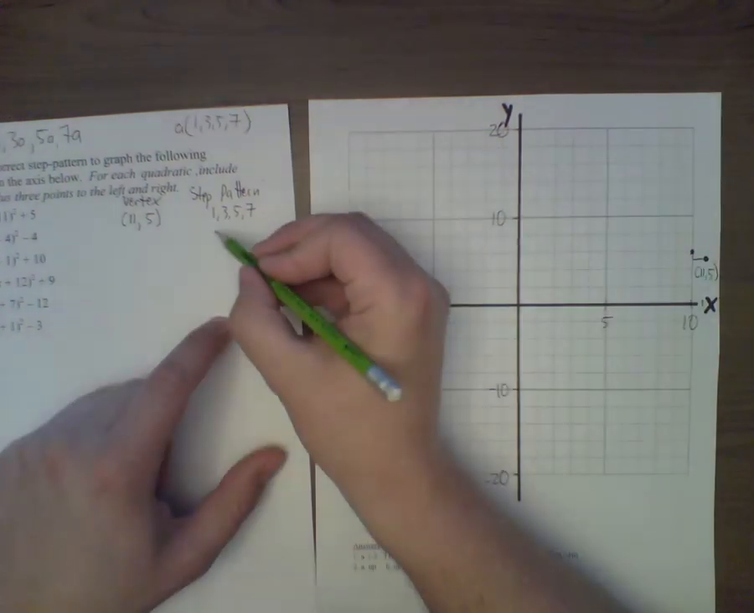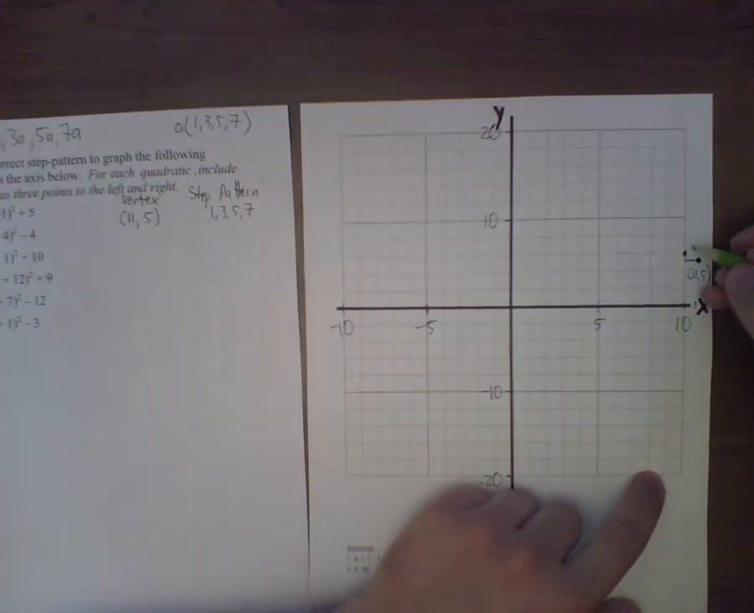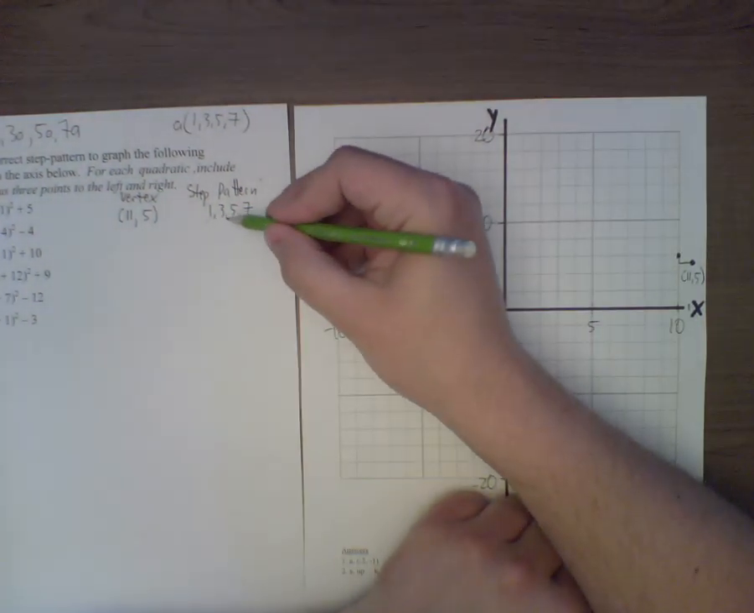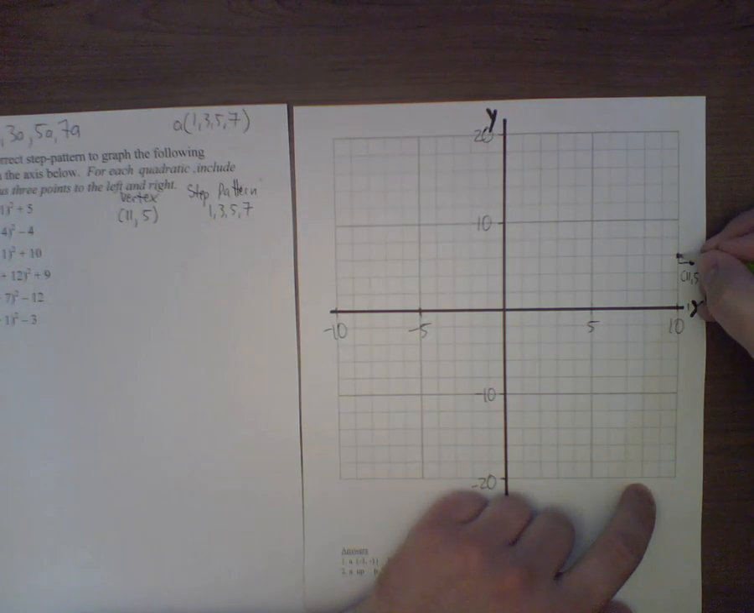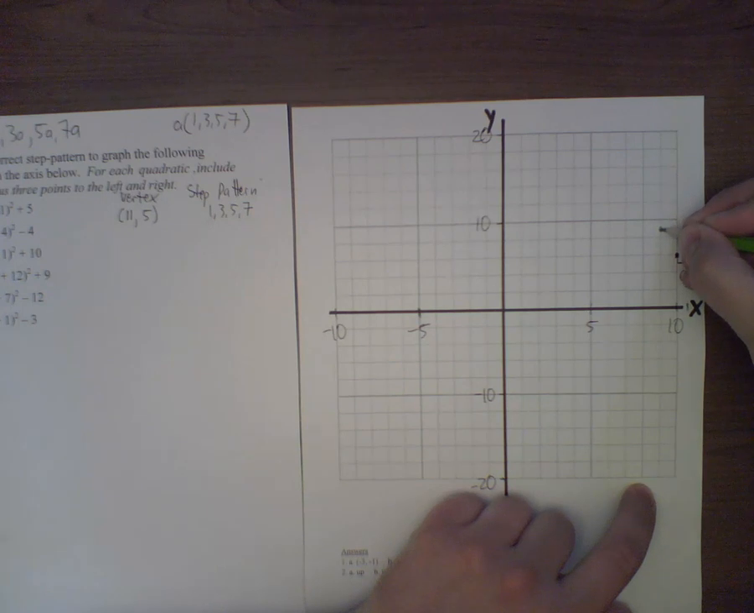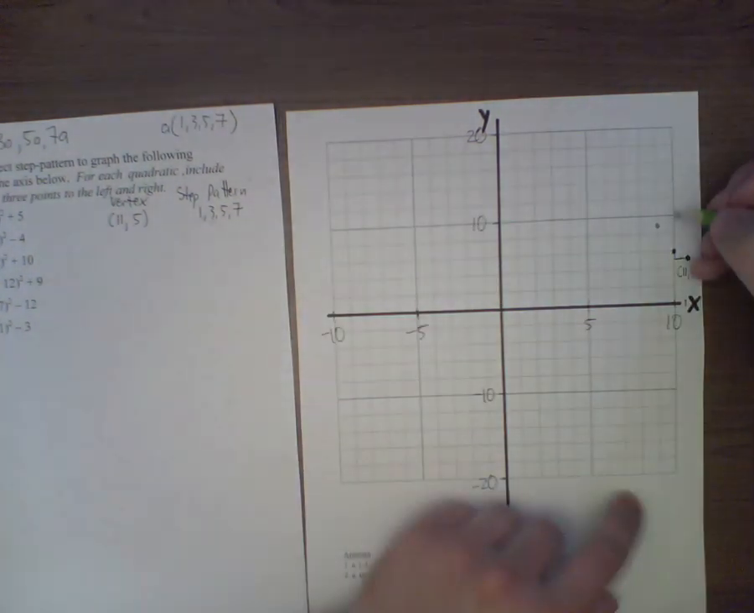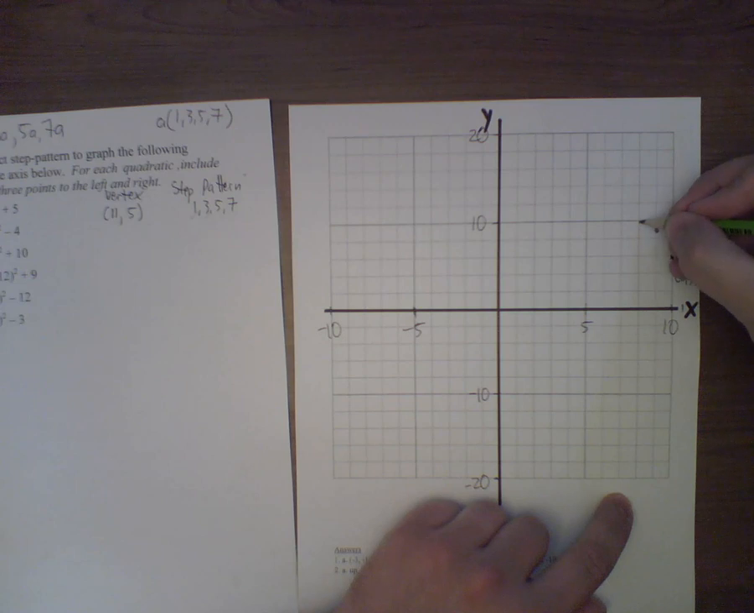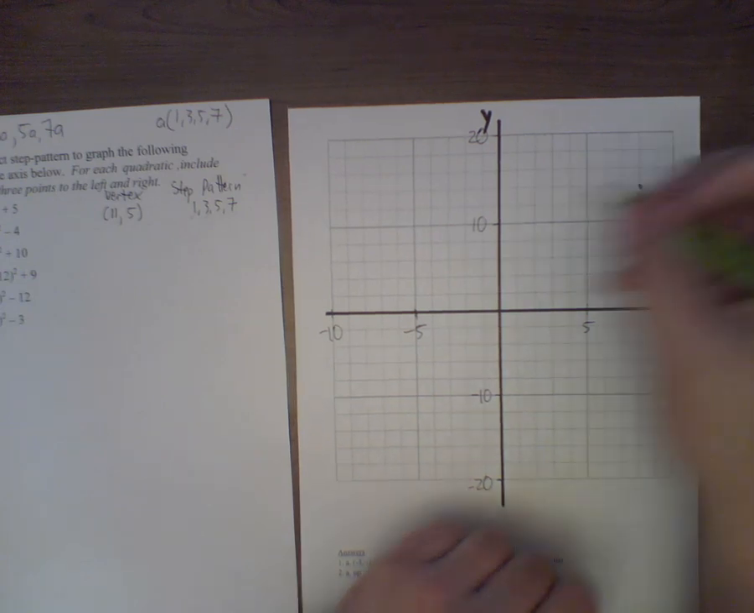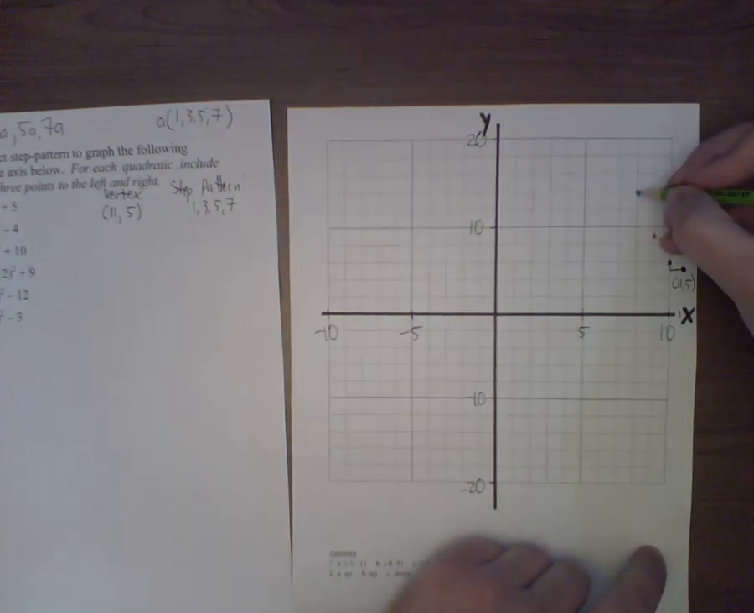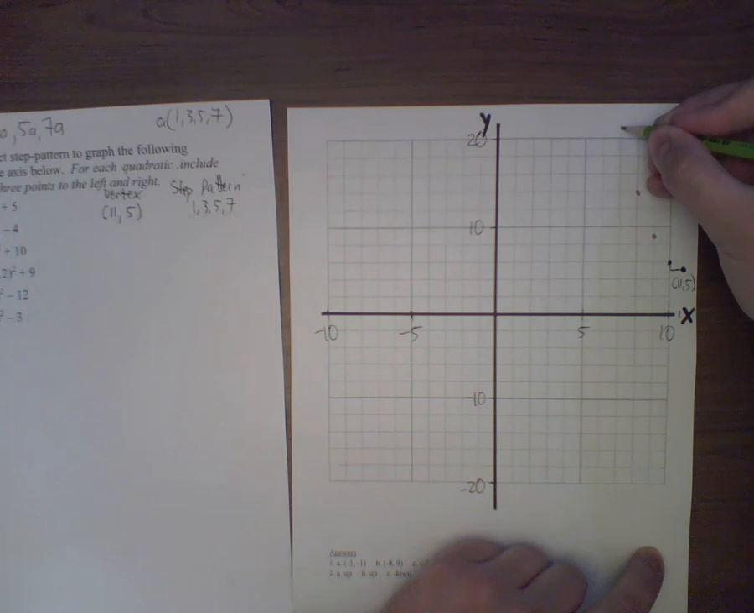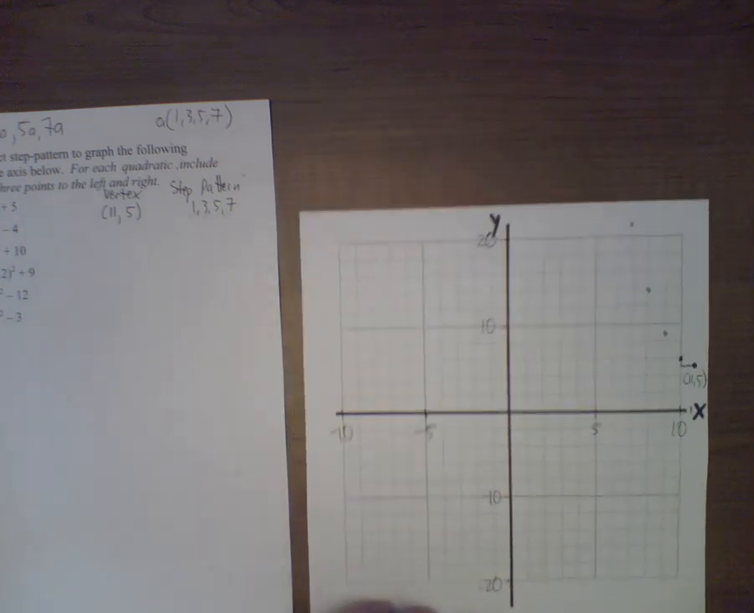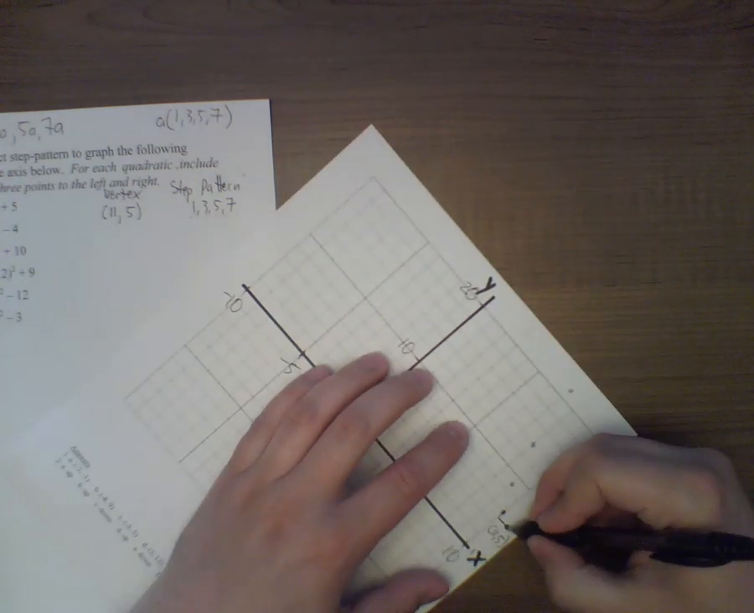All right, so we did step 1. Our next step is 3. 1, 3, 5, 7, 3. So I'm going to go over 1, and I'm going to go up 3. 1, 2, 3. And our next step is 5. So I'm going to go over 1 and go up 5. 1, 2, 3, 4, 5. And my next step is 7. So we're going to go over 1 and go up 7. 1, 2, 3, 4, 5, 6, 7. And then we'll connect our dots smoothly.